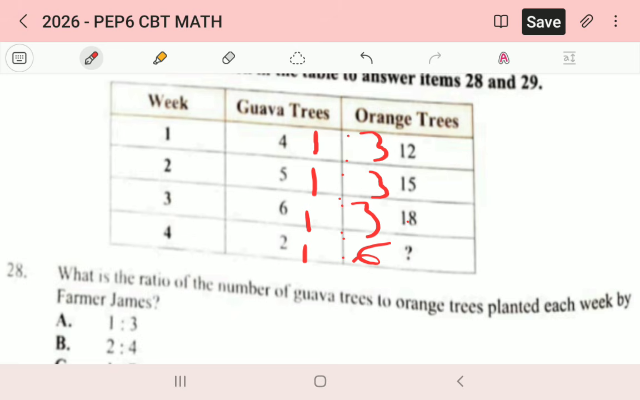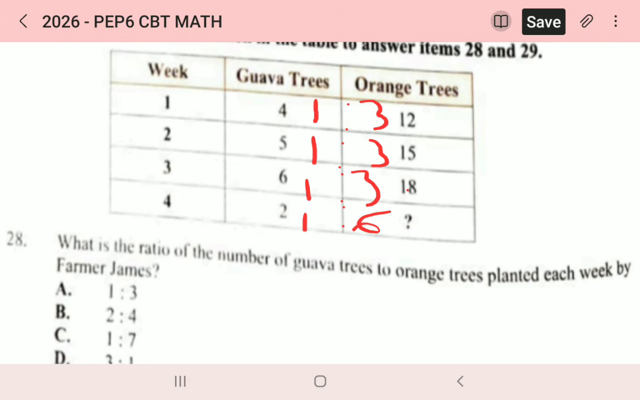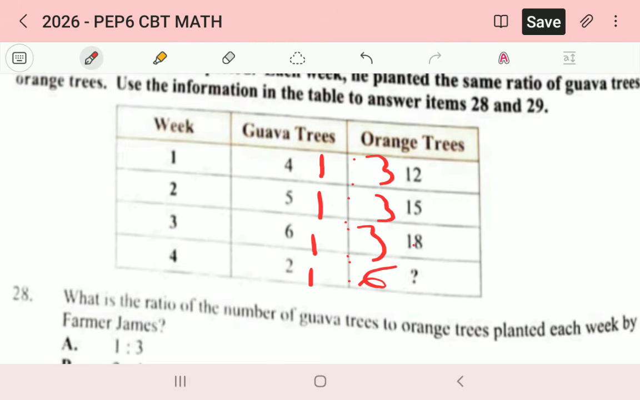Let's see. 2 into 6 is 3. So here should be 6, because I'm knowing that 6 should be there. So let's erase this. 2 into 6 is 3. So we know 6 should be where the question sign is.